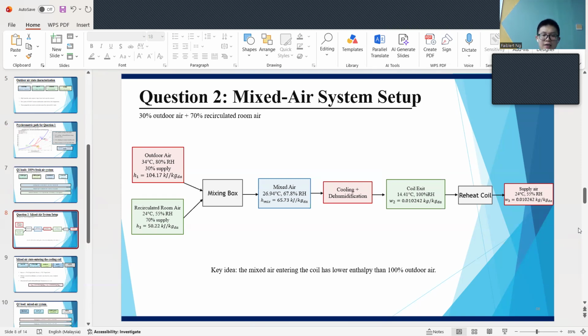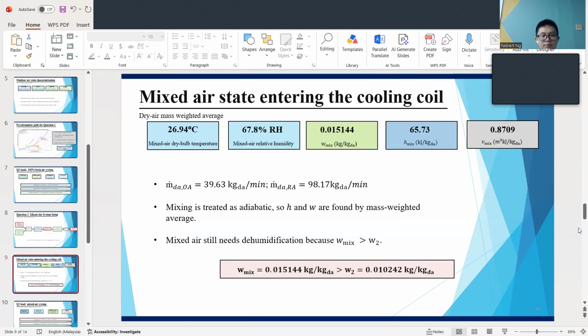After mixing, the air condition becomes 26.94 Celsius and 67.8% relative humidity. Then the mixed air passes through the cooling and dehumidification coil to reach the coil exit condition and is reheated to the final supply condition. The key idea is that the mixed air entering the coil has lower enthalpy than 100% outdoor air, so the cooling load is reduced.